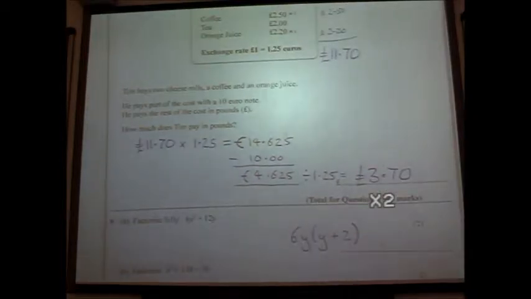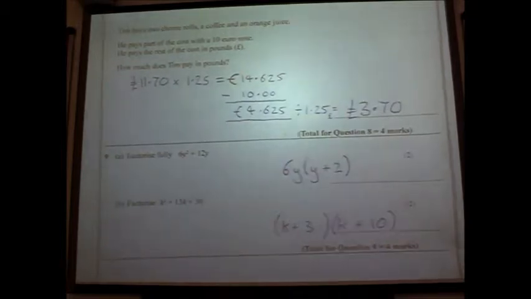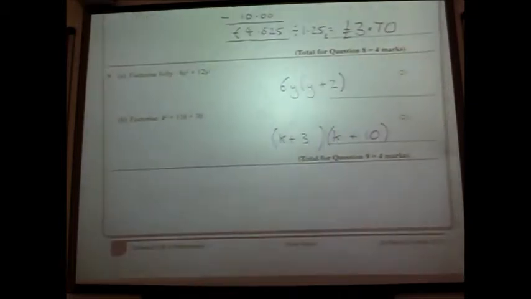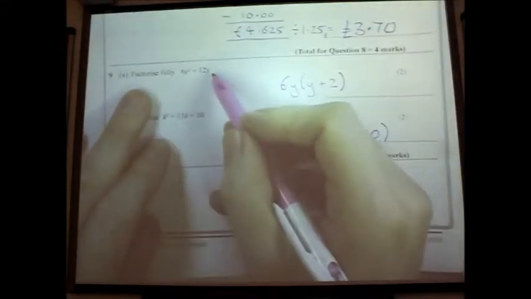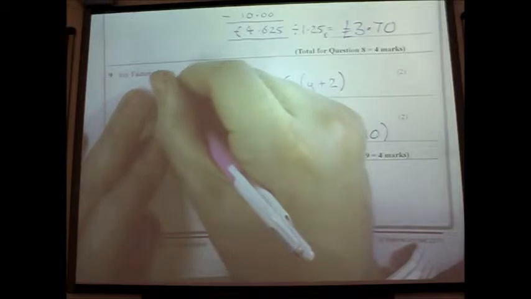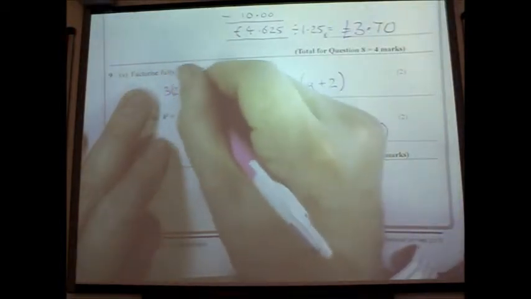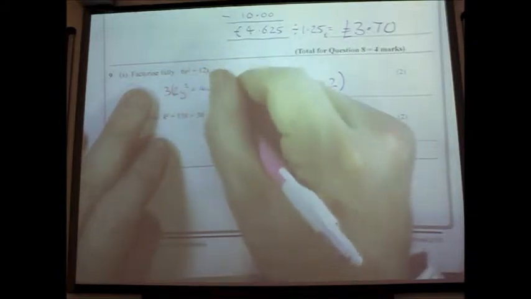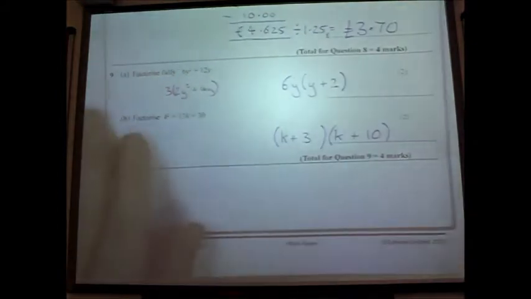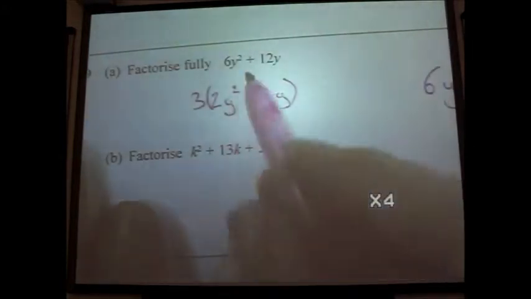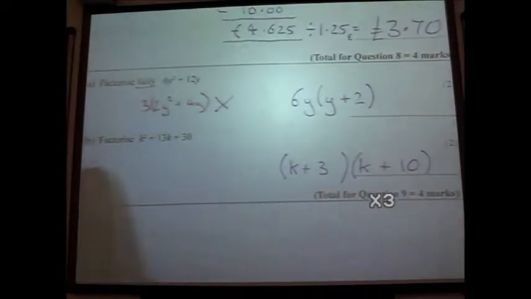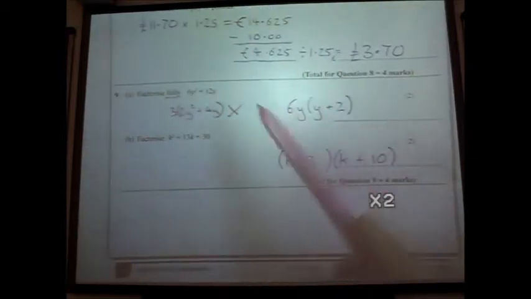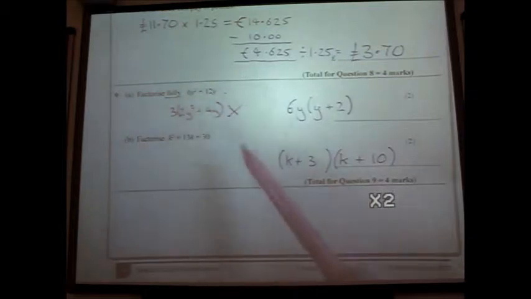Lovely, next one. Factorize fully. That means put into brackets. Let me give you one that's not factorized fully, and this is what some of my students did. They thought 6 and 12, 3 goes into that. So they went 3 lots of, it'd be 2y squared, add 4y. And they told me that this is factorized. Yes, it is factorized, but it's not factorized fully. So that is wrong. To factorize fully, you must put as much as you possibly can outside the brackets, and that is 6y in this case.